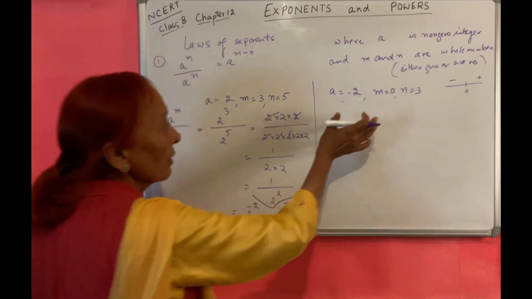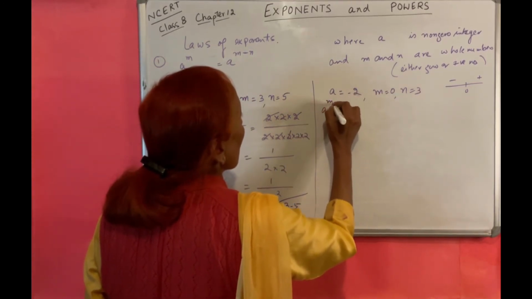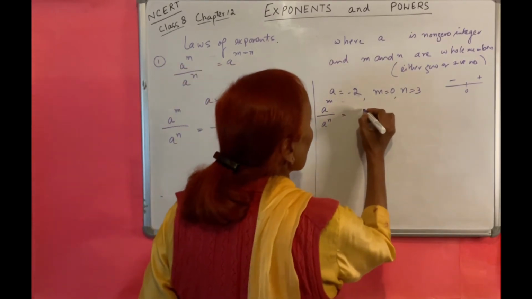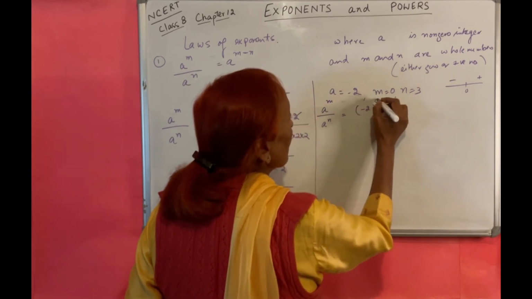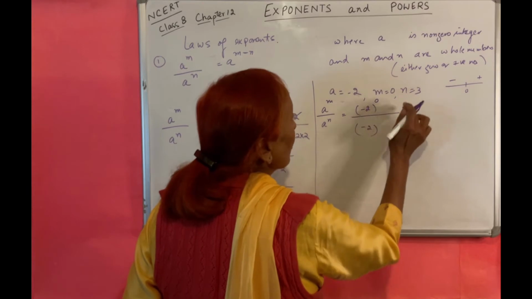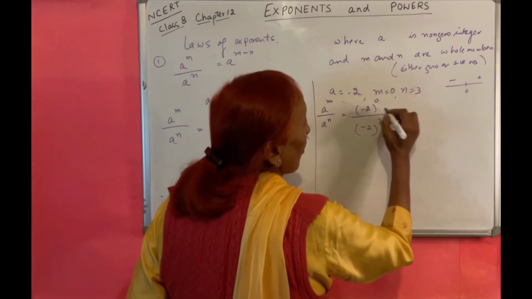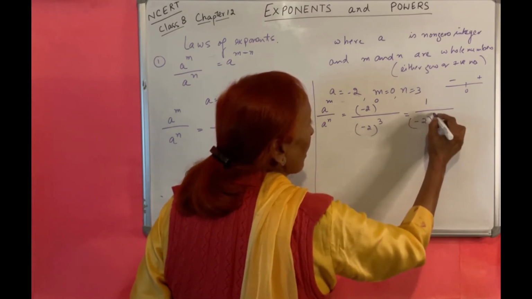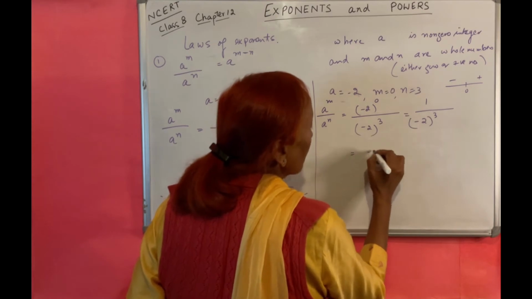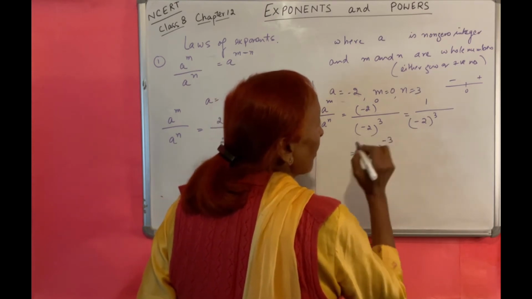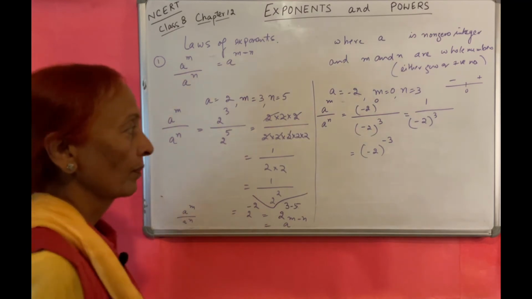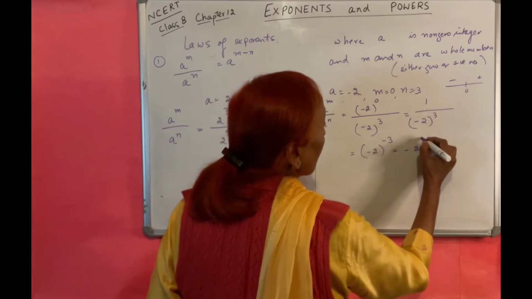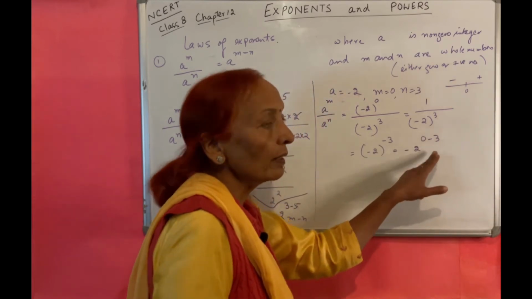Okay. Next we will consider this case, a raised to power m divided by a raised to power n. A here is minus 2, raised to power m is 0, divided by minus 2 raised to power n, n here is 3. Minus 2 raised to power 0 is 1, minus 2 raised to power 3, as it is we will write. So this is nothing but minus 2 raised to power minus 3. Okay. So I can write this as minus 2 raised to power 0 minus 3. 0 minus 3 is minus 3 only.